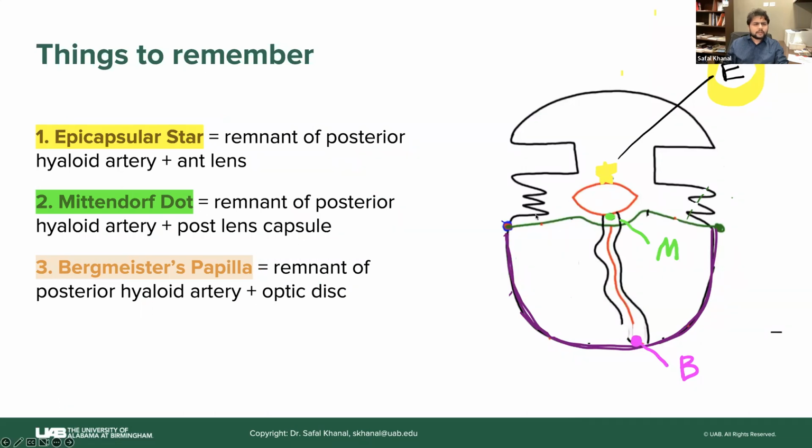And then there are several other conditions to remember. One is the epicapsular star, which is the remnant of the posterior hyaloid and anterior lens. There's Mittendorf dot, which is the remnant of the posterior hyaloid and the posterior surface of the capsule of the lens. And then you have your Bergmeister's papillae, which is the remnant of the posterior hyaloid and optic disc.